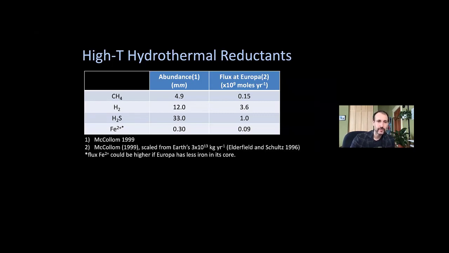So to elaborate on that work by Hand et al., these are the estimates they made based on Elderfield and Schultz, which perhaps you've encountered in some of your work. These were the abundances in millimole, and they might have used molar, but they're roughly the same. And so the consequent fluxes are shown here. And so the circulation was from Elderfield and Schultz, and the abundances were from this paper by McCollum, which is a nice bridge between, McCollum did some nice work bridging hydrothermal chemistry on Earth with possible chemistry on Europa.